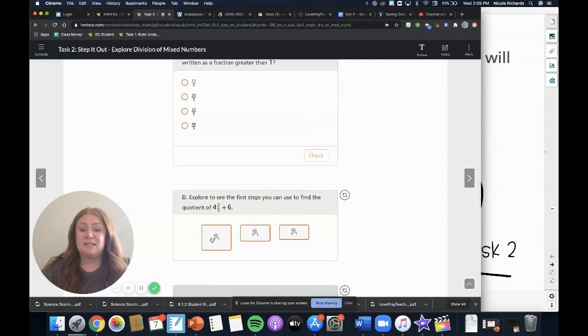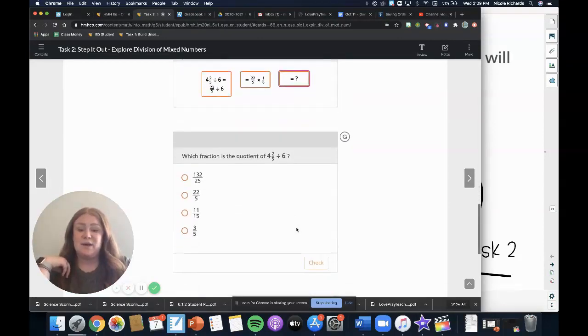Okay, so let's see. It's going to tell us some steps, and we'll see if these match up. So they turned it into an improper fraction, 22/5, which is what we found. And then they chose to use the reciprocal. So they copy dot flopped. And now we multiply and see what our answer is here. So go ahead and tell me what is our answer here.